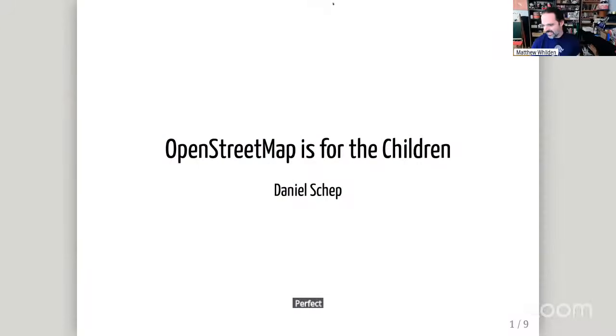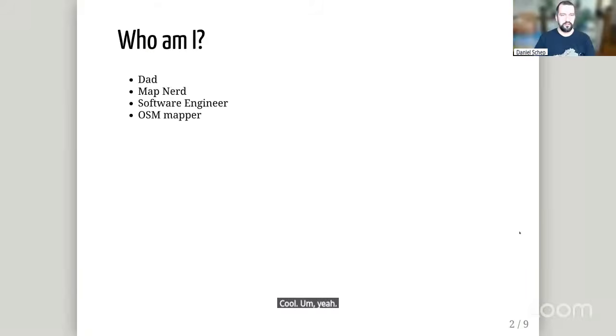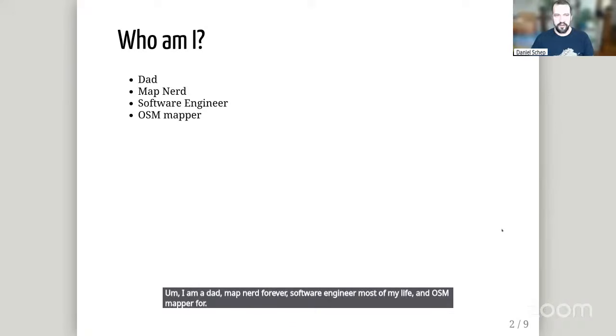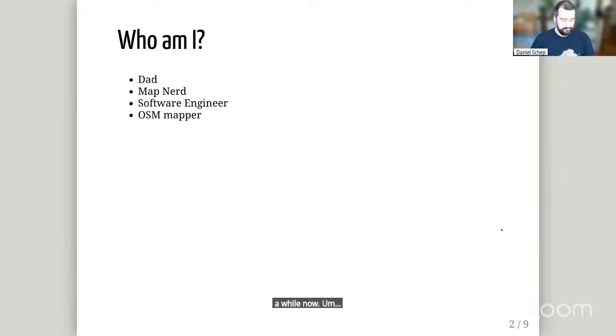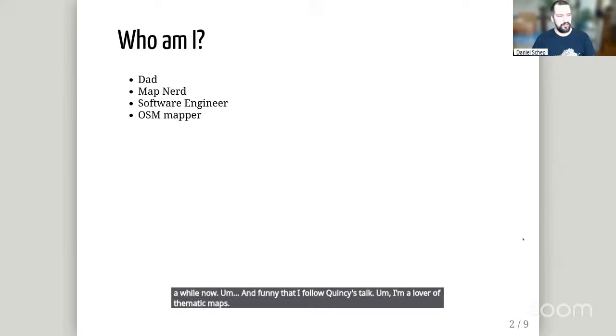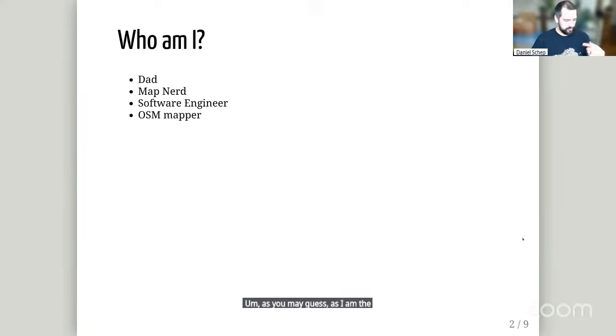Hey, yeah. So, can you see my screen? Perfect. Cool. Yeah, so a little bit about myself. I'm Daniel. I am a dad, map nerd forever, software engineer most of my life, and OSM mapper for a while now. And funny that I follow Quincy's talk. I'm a lover of thematic maps. As you may guess, as I am the guy who made Ultra, which is used for thematic maps such as Matt's mascot map and Kevin's EV map.